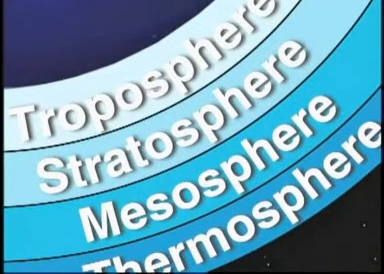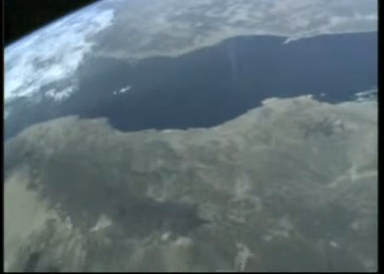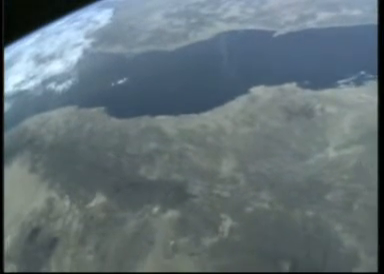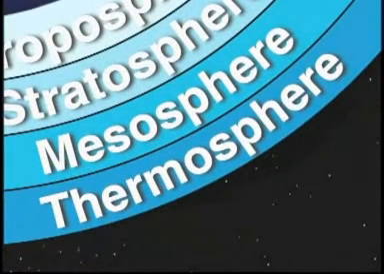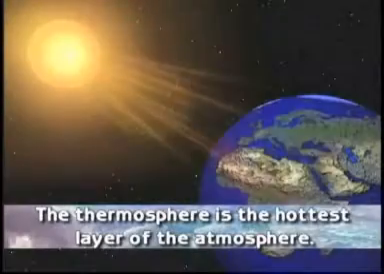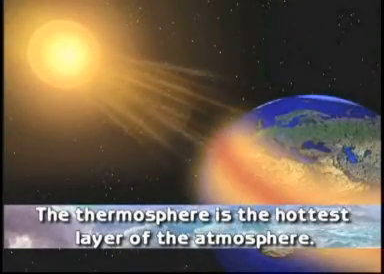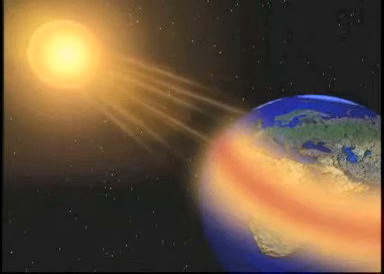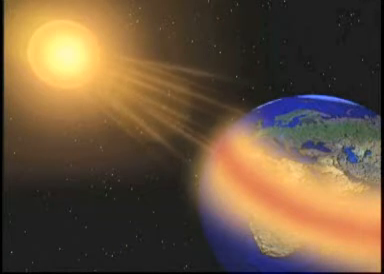The mesosphere is the third layer, and it's 30 to 50 miles from the surface. Scientists believe the mesosphere is the lid which holds in our weather. The thermosphere is the fourth layer of the atmosphere. It stretches from the edge of the mesosphere to over 200 miles above Earth. The thermosphere is theoretically the hottest layer of the atmosphere because it receives the most solar radiation.